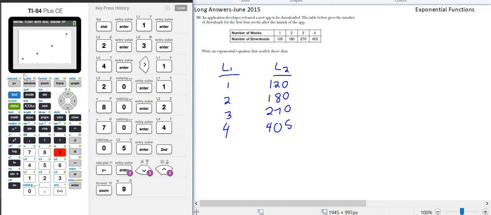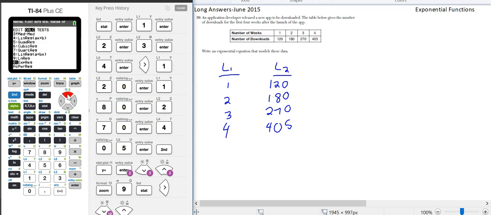Notice that it kind of looks like an exponential function, but what we need to do is write an equation that connects these points. To do that, we're going to press Stat again, and we're going to scroll the right arrow to Calc, and we're going to scroll down until 0.